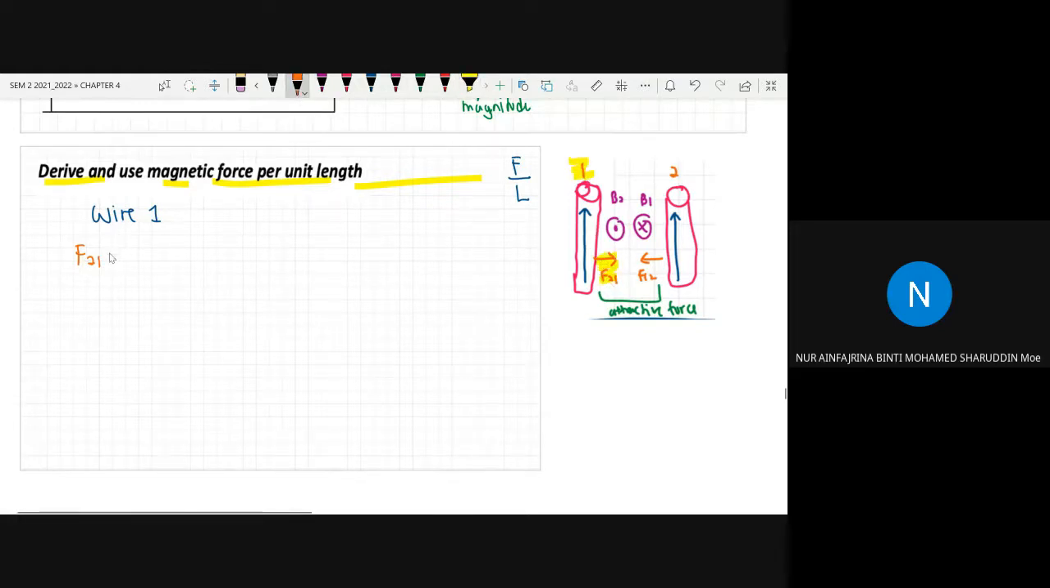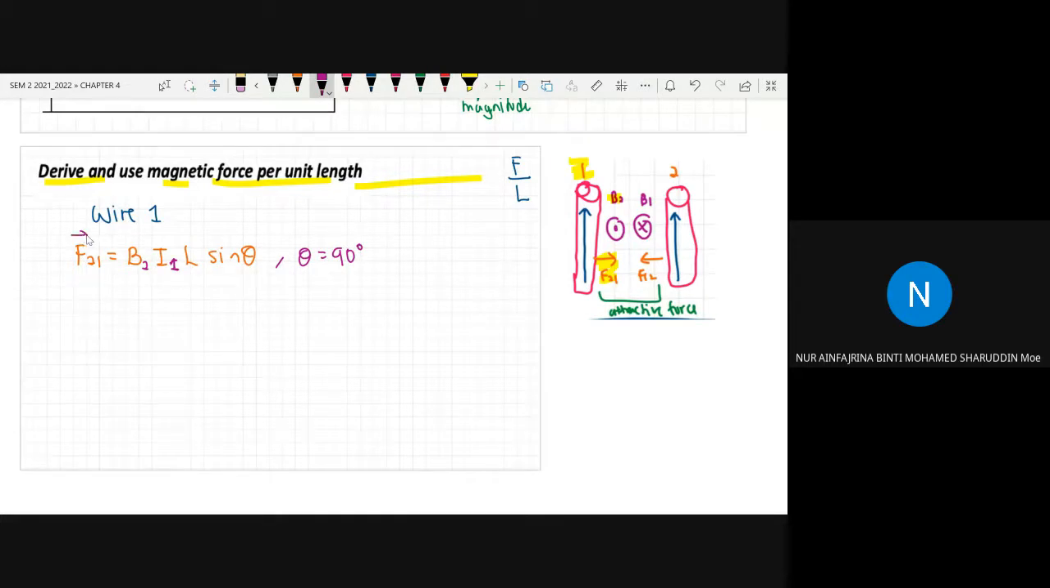So F21 kita akan bersamaan dengan, kita tahu formula tu, BIL sin theta. Cuma bezanya dekat wire 1 kita ambil magnetic field daripada wire 2. Sebab itu dekat sini Miss akan label 2. Dan current dia of course current of wire 1. B2 I1 L sin theta. So untuk kes ini kita akan ambil angle dia 90 degree.